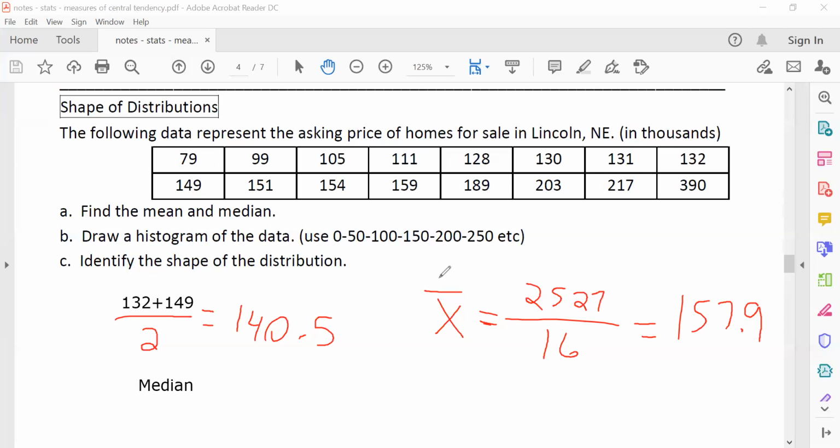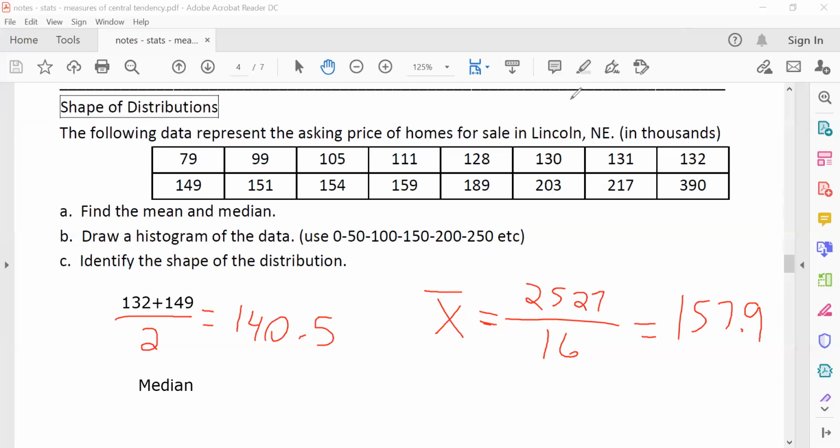No, not quite, because this is just a sample. What I can say is I estimate. You put some qualifiers on it, some words in there that say I'm not definitively saying this is the average, but from the data I've gathered, it appears the average home value in Lincoln, Nebraska, or sales price, is about $157,900. That's what you can say. You can't say it's definitively true, but that's our best guess.